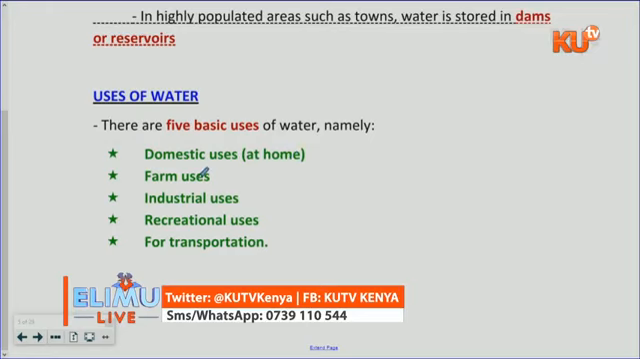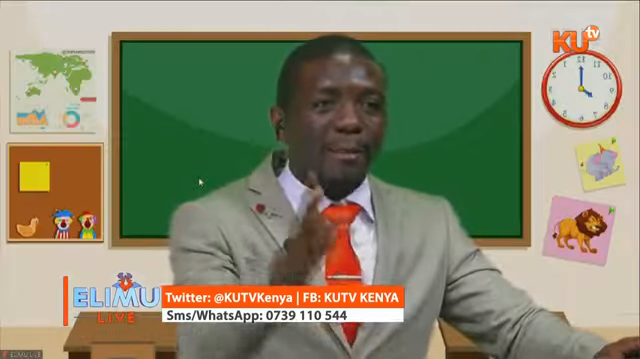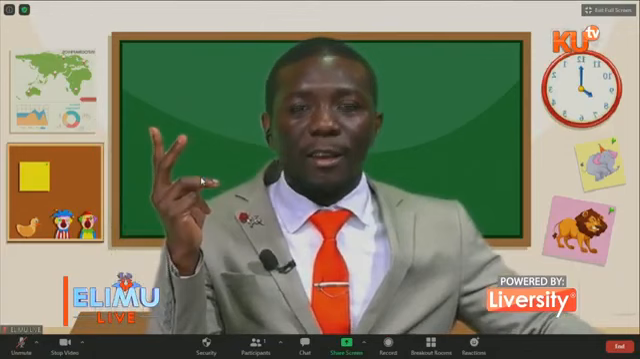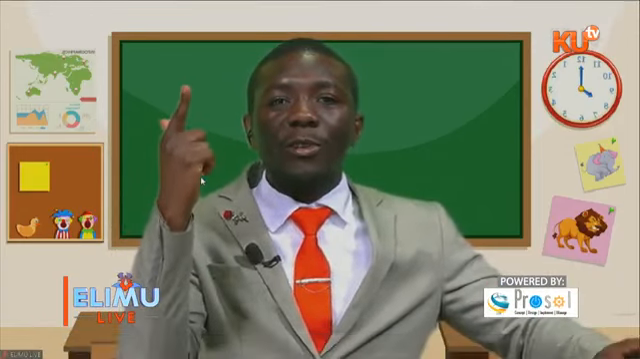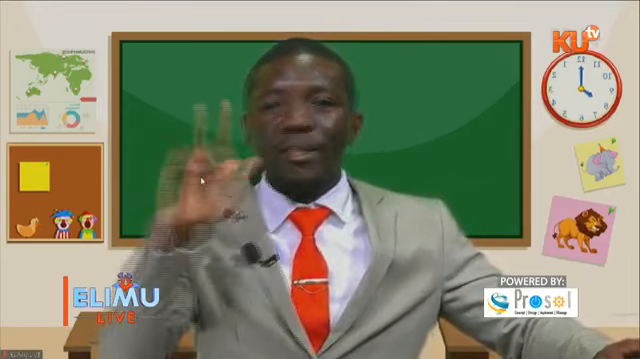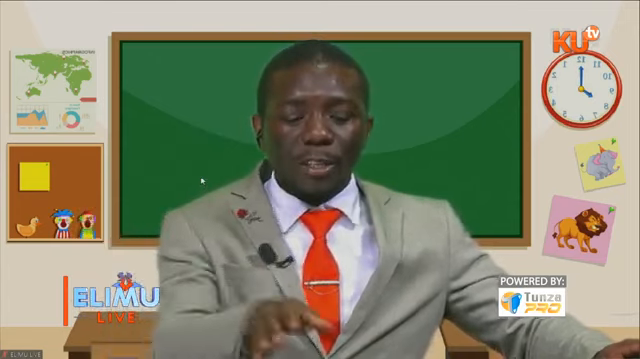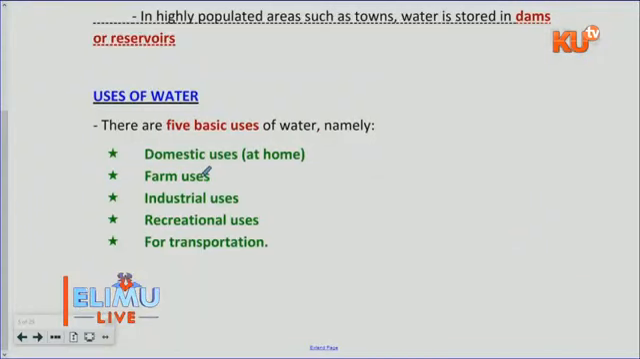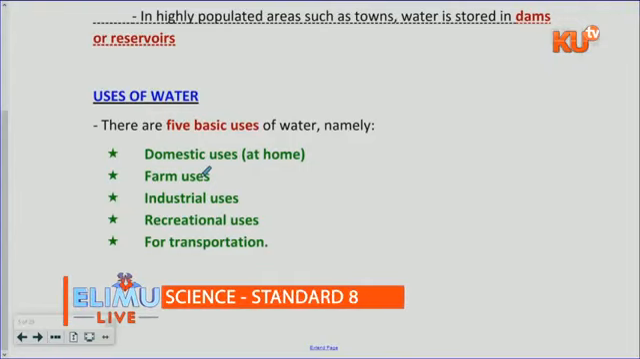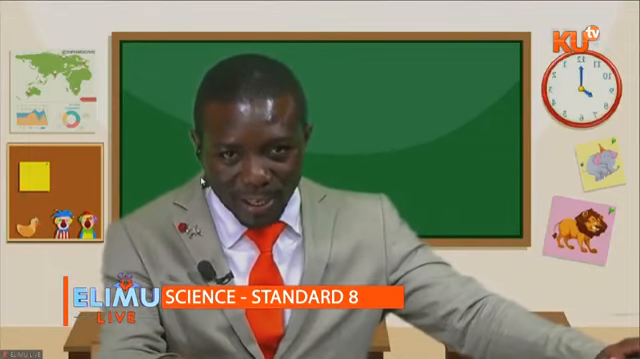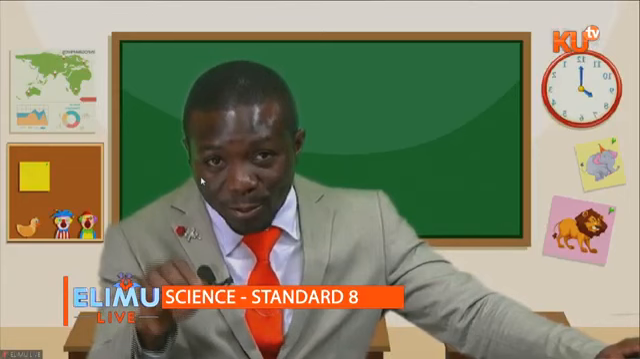The other one is uses of water on the farm. Farm uses of water, that is the second category. The third category is industrial use of water, how industries use water. The fourth category is uses of water for recreation, recreational uses. And the last one is for transportation purposes. Water, again, can be used for transportation.